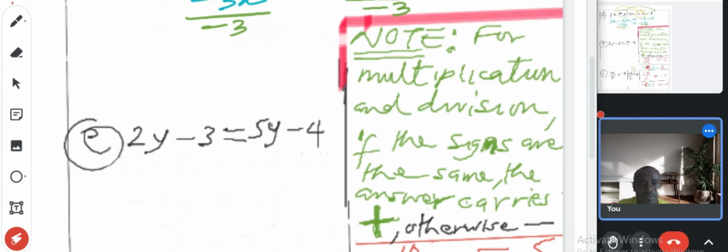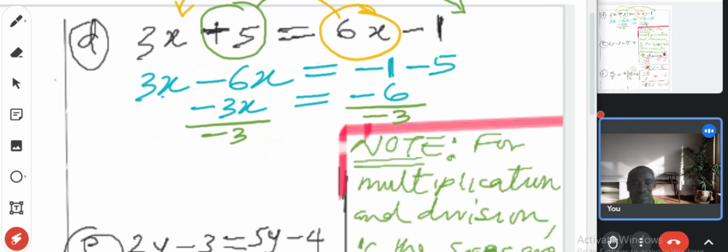Look at this. When you are multiplying or dividing, if the signs are the same, the answer will carry a plus. If the signs are not the same, the answer will carry a minus. That's what I wrote here. Plus 2, plus 2. So whenever you're multiplying or dividing, if the signs are the same, the answer you get will carry a plus. If the signs are not the same, the answer you get will carry a minus.